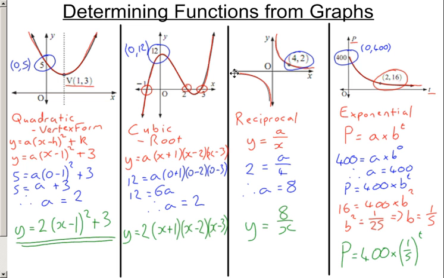So that's how we go about finding functions from graphs. We determine which type of function it is from the shape of the graph and our knowledge of the shapes of graphs. And then we write the general form of that function and substitute in points to work out any missing coefficients that we need to calculate.